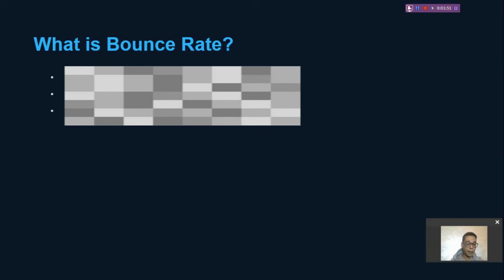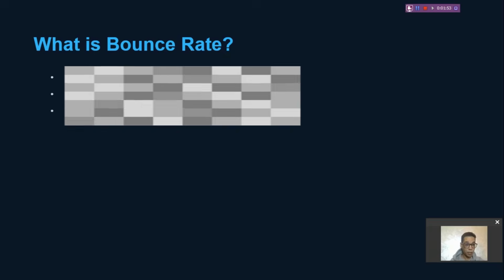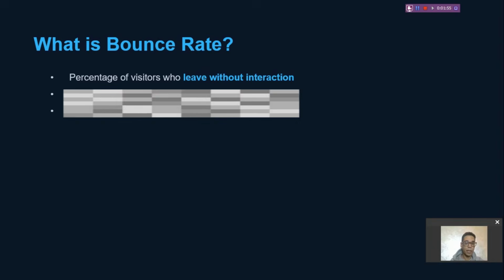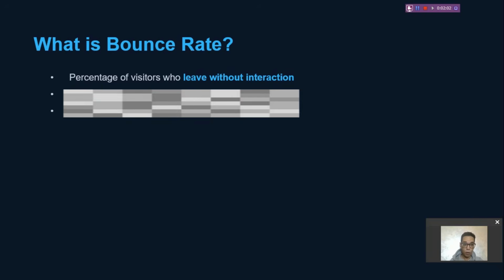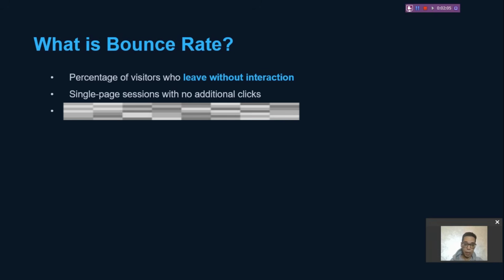The bounce rate is the percentage of visitors who leave without interaction. They land on your page, they don't do any interaction, and they leave. Or they visit only a single page session with no additional clicks. For example, they land on your blog post page, they scroll up and down, they read your article, but don't go to any other page, and they leave. So they stayed only on one page and they leave.